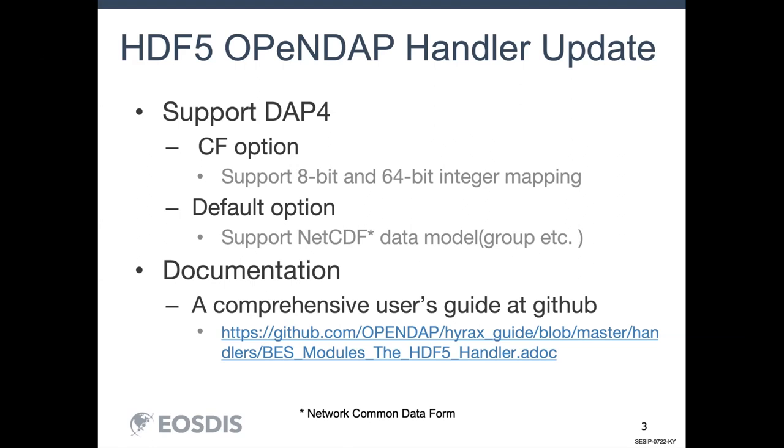Lastly, I also updated the documentation, a comprehensive user's guide at GitHub. James mentioned it a little bit. I just gave you this URL, you can go and check. It gives you a lot of information about how you can choose the default option and CF option.